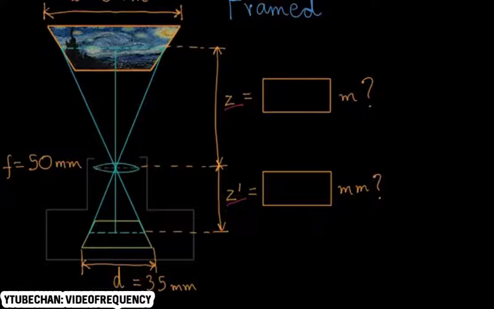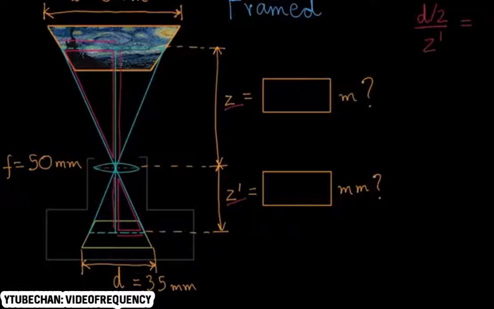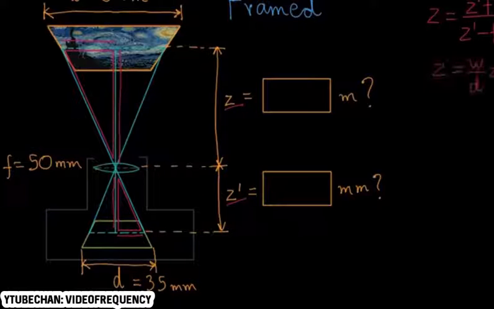Now we need to think about a second equation. Look at the diagram again. See anything useful? How about these two similar triangles? They tell us that half of d over z prime is equal to half of w over z. Simplifying this, we can write that z equals w over d times z prime. This is our second result. Remember we found earlier that z equals z prime f over z prime minus f. And now we saw that z equals w over d times z prime.